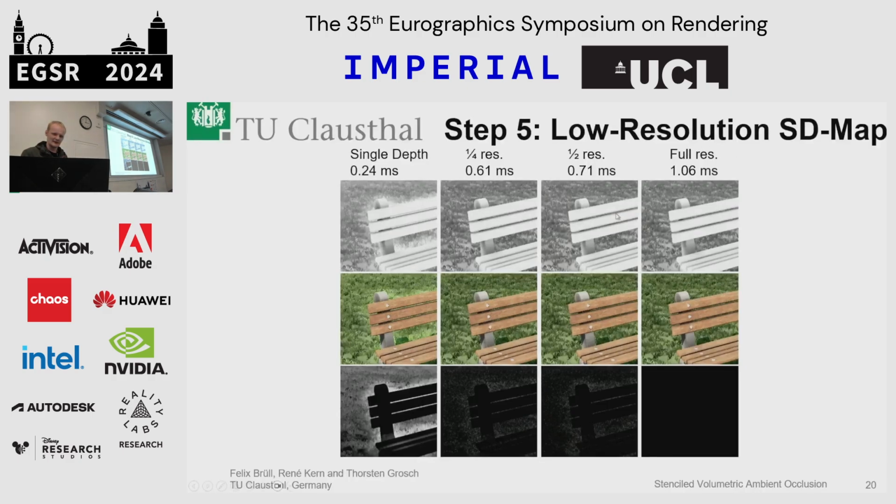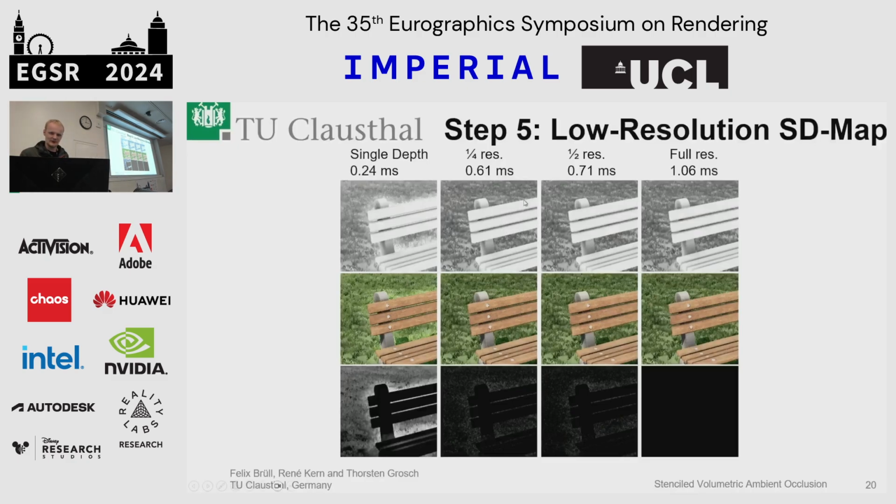First of all, on the left, we have a bench in the park. When we just use a single depth buffer, you can see the bench glowing on the corners, on the silhouette, because they are missing depth values of the grass on the background. On the right side, you see the full resolution stochastic depth map. In this case, you shouldn't see any more artifacts.